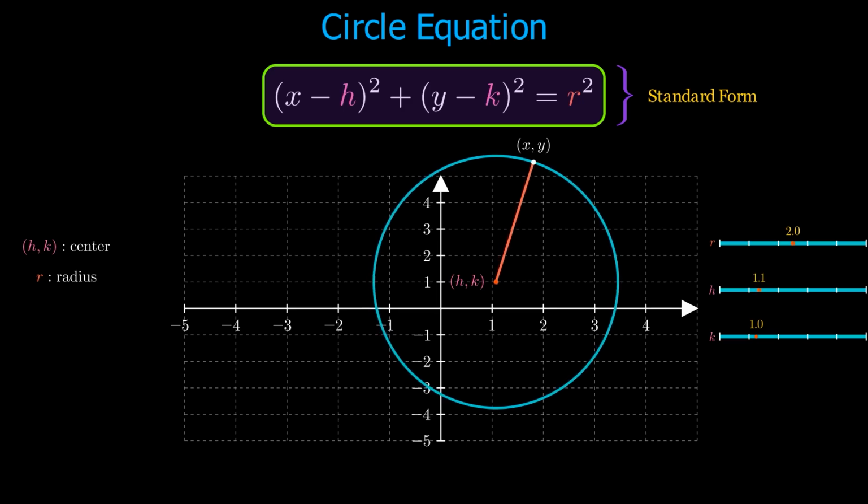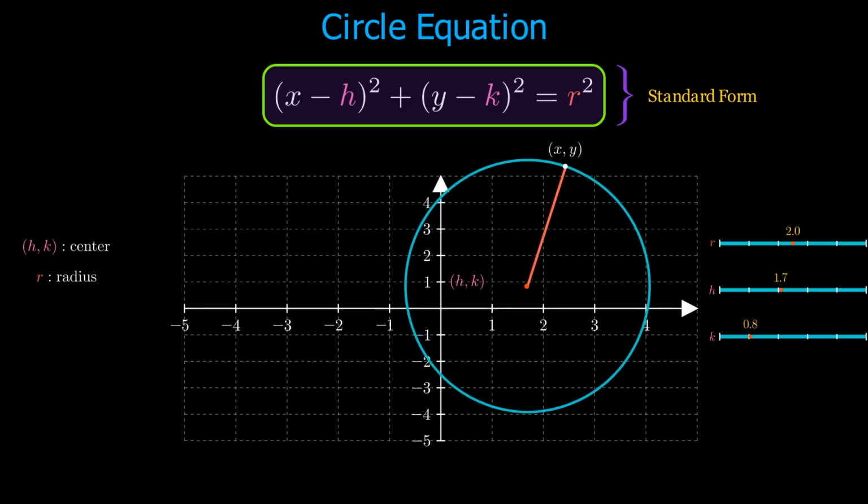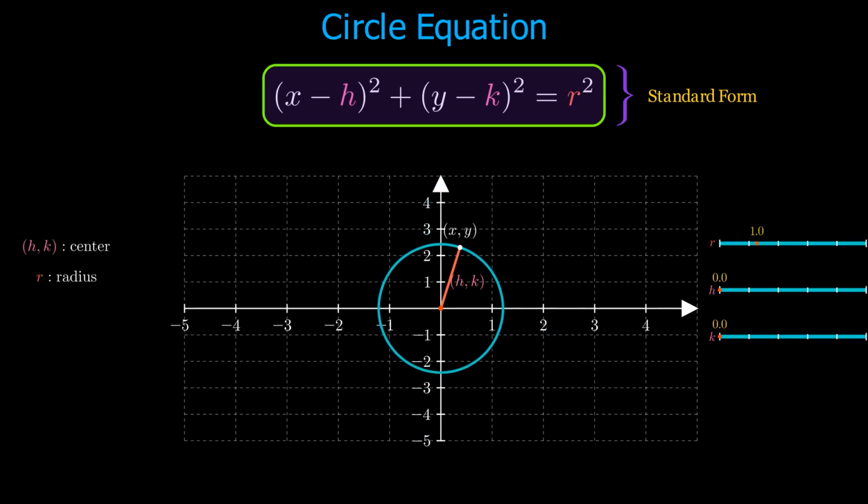Increasing the h value of the circle will move the circle to the right. Setting the h and k values to 0 will move the circle to the origin. And finally, decreasing the radius will make the circle smaller. I hope you now have a better understanding of the equation of a circle and what each parameter represents. In summary, the center affects the position of the circle and the radius affects the size of the circle.